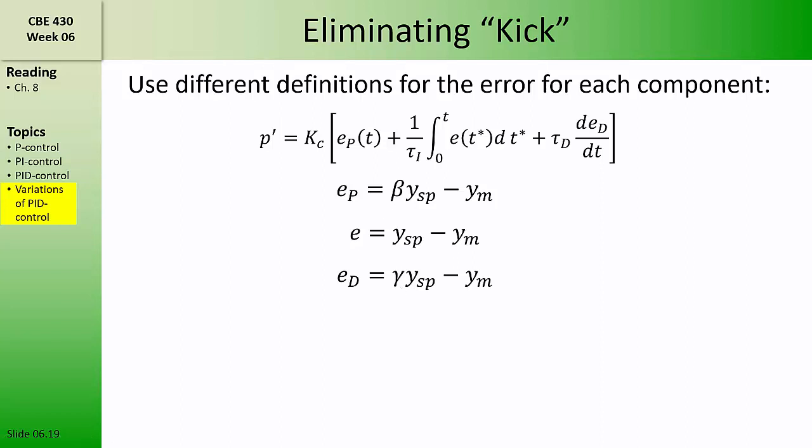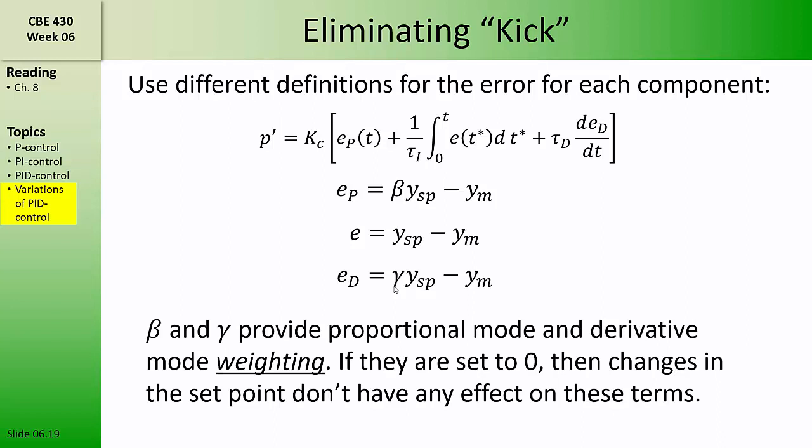Beta and gamma can be set to very small numbers, or even to 0, so that when there's a set point change, the proportional and derivative elements have no response. But when the measured value changes, the proportional and derivative elements do respond. So beta and gamma provide what are called proportional and derivative mode weighting. If they're set to 0, then changes in the set point have no effect on the proportional or the derivative components of the controller. And that means that when the set point changes, it is only the integral component that responds. However, if the measured value changes and the set point remains constant, all three components can respond.